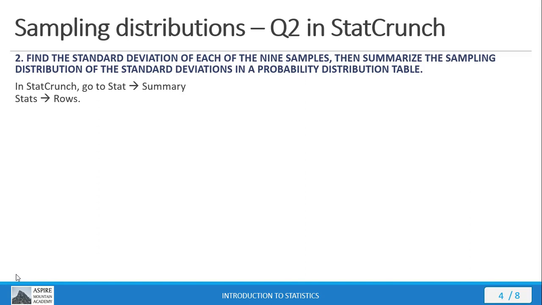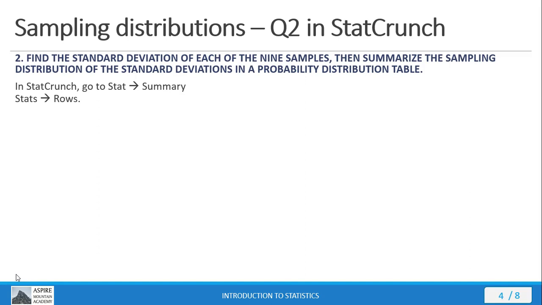Now the next part of the problem asks us to construct a probability distribution table. And here's the part where a lot of students just throw their hands up in the air. You don't know what to do with it. But let me show you how easy this is. Once you understand what you're doing, it's really not that hard to get.